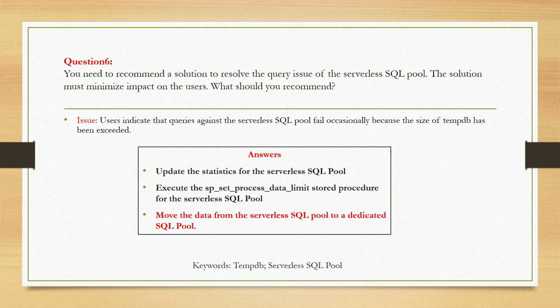But when you're talking about the dedicated SQL pool, your data warehouse has 399 GB of TempDB per 100 data warehouse units. You see the difference. It is huge. The size of TempDB is dependent on the size of your data warehouse. But in your serverless SQL pool, you have 100 MB. So what should you do?